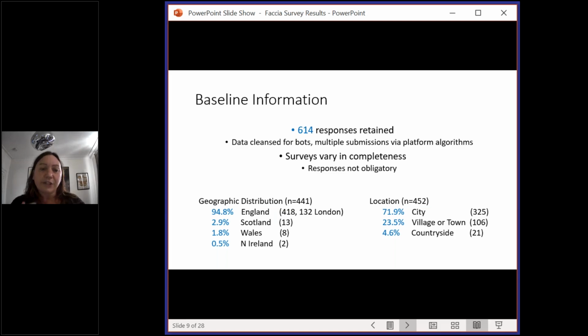So as far as geographic distribution, it's very England heavy. Approximately 95% of respondents were based in England, and a significant proportion of those were in London as well. 132 out of the 418 are in the greater London area. And so not surprisingly, there's a high proportion from city environments, but we also have close to 30% of respondents living in villages, towns, or the countryside.